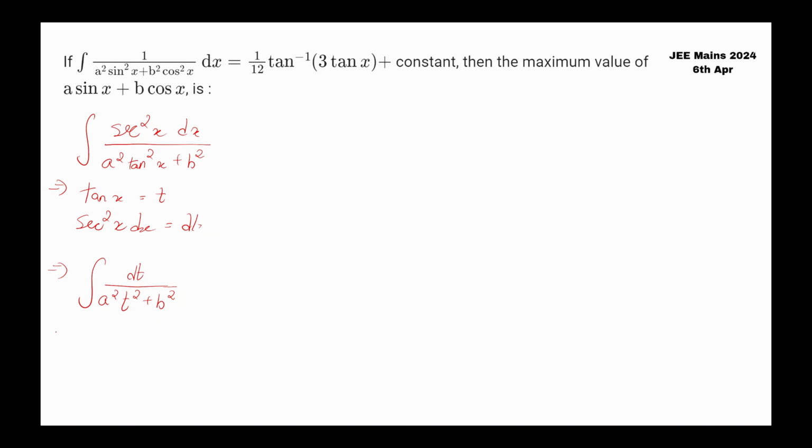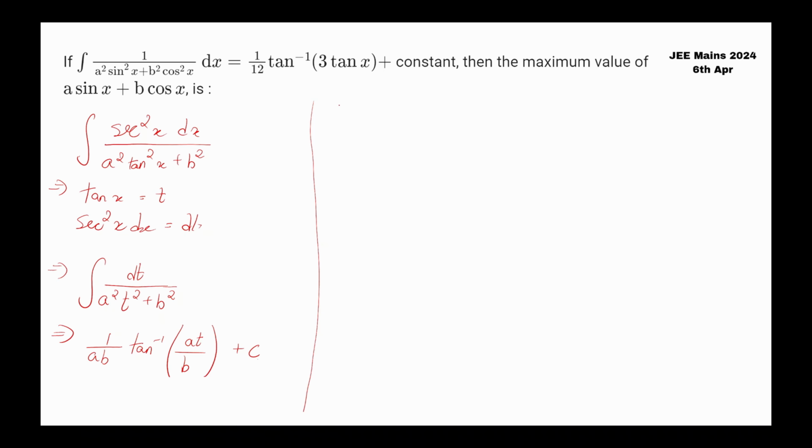Now again, if I solve this, this is basically the differentiation of tan inverse. So this would simply become 1 upon AB tan inverse of AT by B. And here I am going to have a constant of integration as well. So this was again a formula that we studied earlier. So this is how we are getting this function to be.